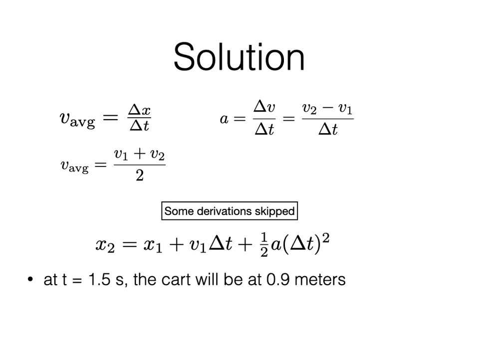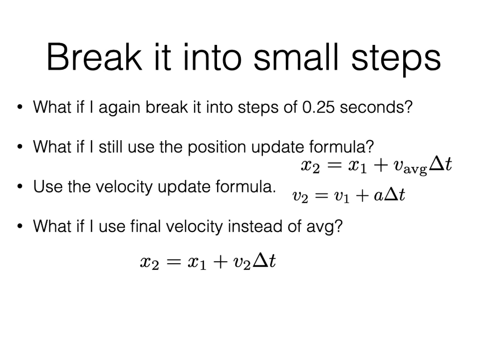This says the final position is equal to the initial position plus the initial velocity times the time interval plus 1/2 a delta t squared. And if you put in your values at 1.5 seconds, you get 0.9 meters. And you'll notice that it is farther than the previous example because it was increasing in speed, so that makes sense. Okay. So again, what if I break this into small steps like I did before?